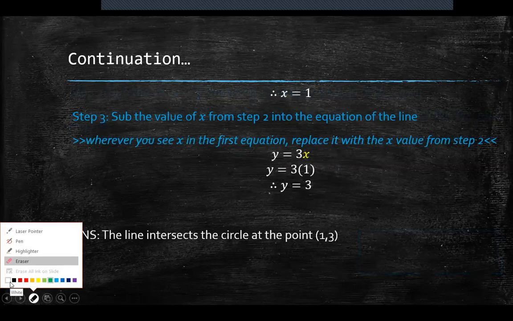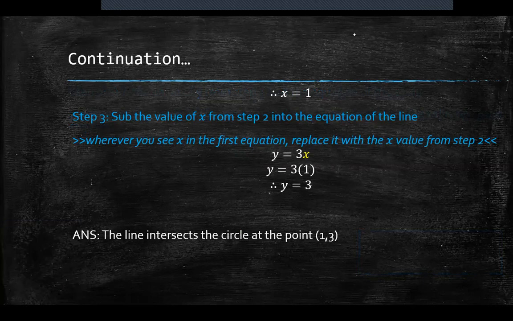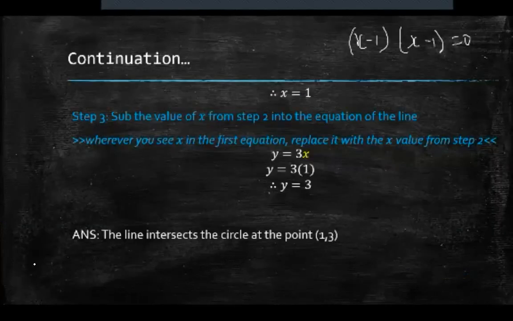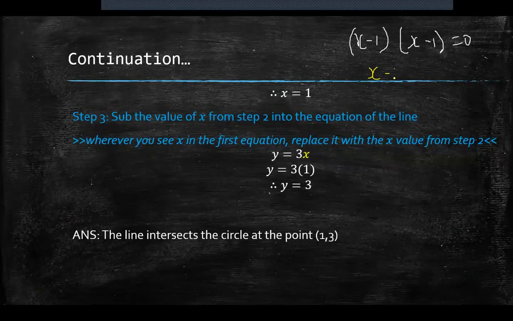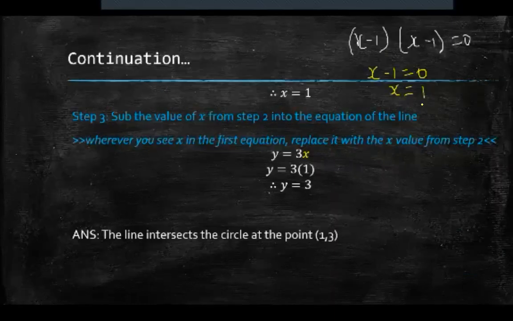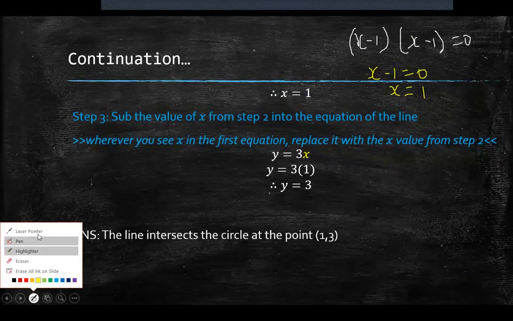And how do you solve for x? You put each factor equal to 0. So since the factor is x minus 1, and x minus 1 is equal to 0, when solving by factorization, you put the factor equal to 0, and you solve for x. So x would be equal to 1. No need to do it 2 times because it's the same thing. So therefore, x is equal to 1.